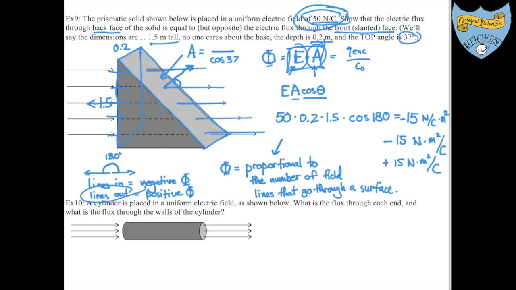Okay. So that's one of the major kinds of flux questions, is they're going to give you solids like this, and pretty much it's just going to be E times A. Occasionally you might have to worry about an angle. More commonly, though, you'll get these questions.